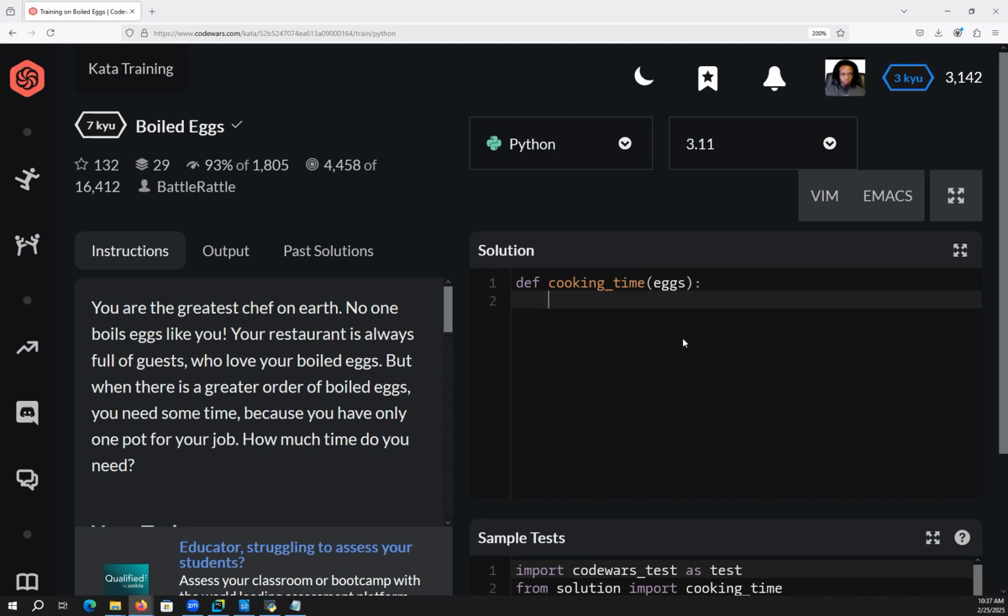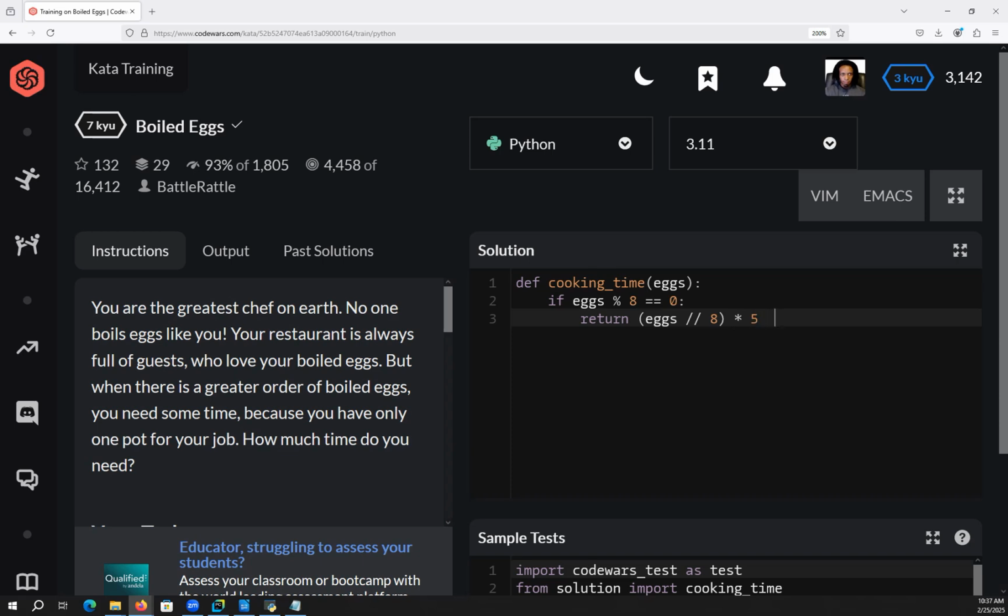If we have a number that's evenly divisible by 8, we can just continually put in sets of 8, and there's no leftover. So we can do it like this. If the number is evenly divisible by 8, we can return the number of eggs divided by 8 and then multiply that by 5.